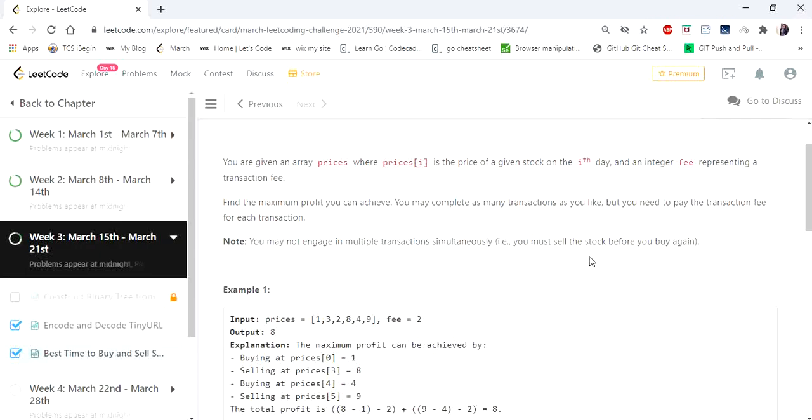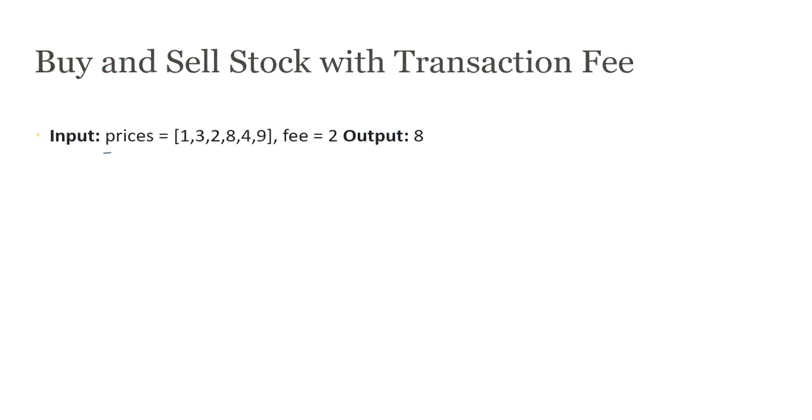So let's understand this problem statement with an example. Here is a given integer array prices which represents the price of a stock at each day, and the transaction fee. And we have to buy and sell stocks at the right time to get maximum profit. So let's say we are buying the stock at day one.